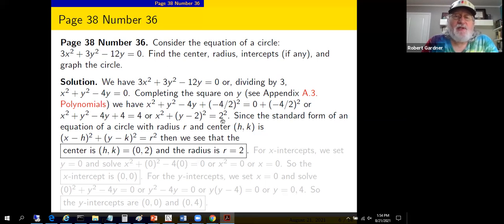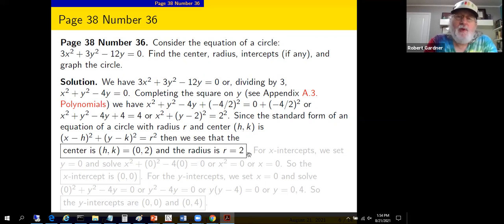This I like. This is standard form. So the standard form shows us that we've got x minus h quantity squared. H must be 0. H is 0. We've got y minus k squared. K must be positive 2, right? Remember, it's y minus k. So we're getting k is positive 2 here. And the radius squared is 4, so the radius itself must be 2. We've got r squared on the right-hand side, if you like.